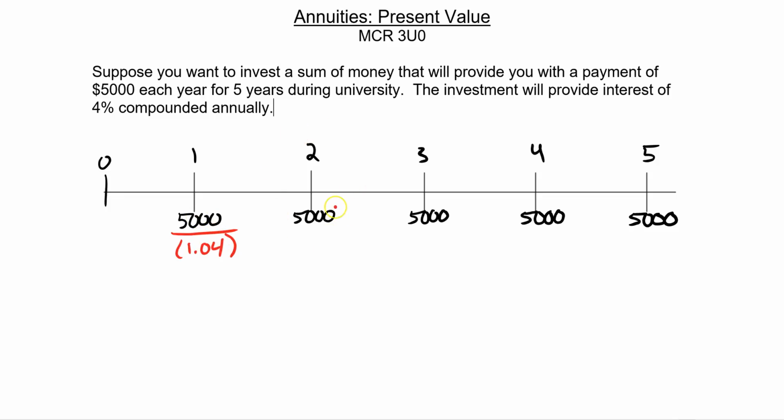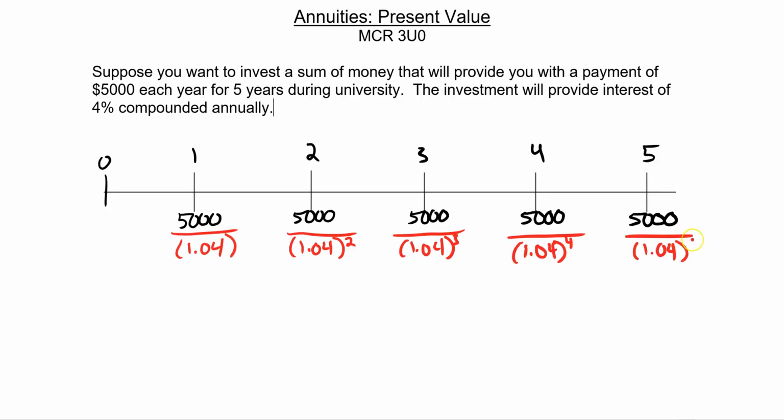Now, the payment in year number 2, same sort of idea, but it's earned interest for a longer amount of time. It's earned interest for 2 years. So 5,000 divided by 1.04 squared. So that $5,000 was actually worth even less at the very beginning because it was able to grow for 2 years. Now, if we continue this, each of these payments has 1 additional year where it's allowed to earn interest, all the way until we get to the end where year number 5, that payment has actually earned interest for 5 years in total.